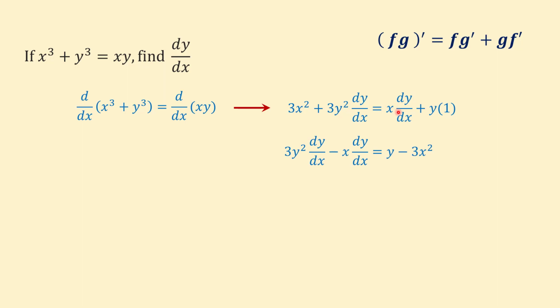So we move this term to the left and we move 3x squared to the right. We have 3y squared dy over dx minus, move this term to the left. We have minus x dy over dx equal y times 1 is y, minus 3x squared. If we factor dy over dx, we have 3y squared minus x times dy over dx. And finally, dy over dx is this over that. Y minus 3x squared over 3y squared minus x. This is the derivative of this relation.